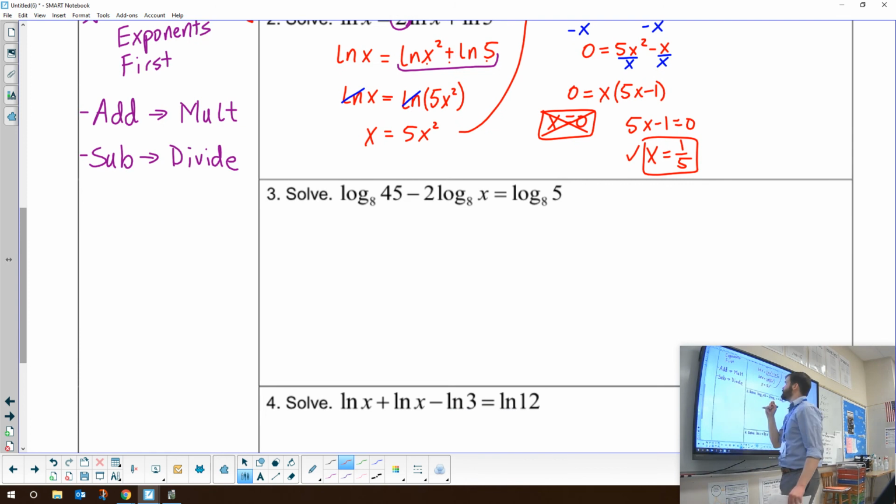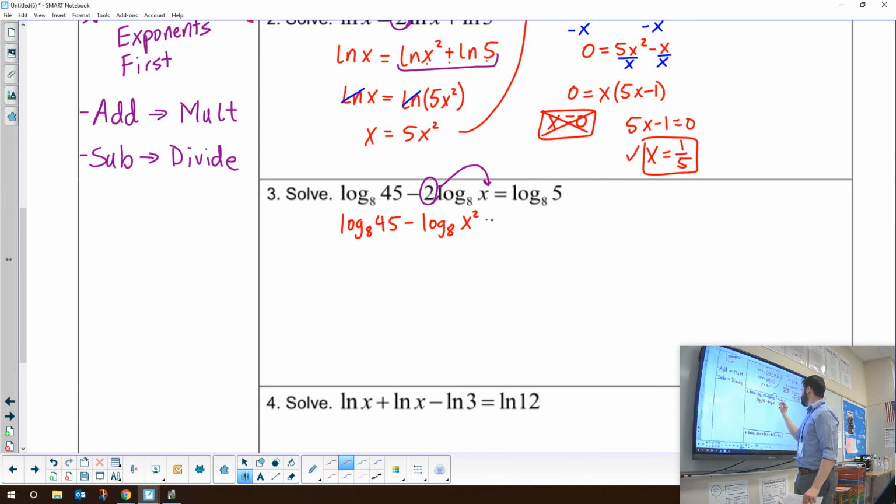So number 3, similar thing. This time I have two logarithms on the left side, one logarithm on the right side. To solve this one, remember, the first step whenever we squish our logarithms together is that we need to move my exponents. So I'm going to take this exponent and move it on top of my x squared. So I'm going to have log base 8 of 45 minus log base 8 of x squared equals log base 8 of 5. Then I can squish these two together.